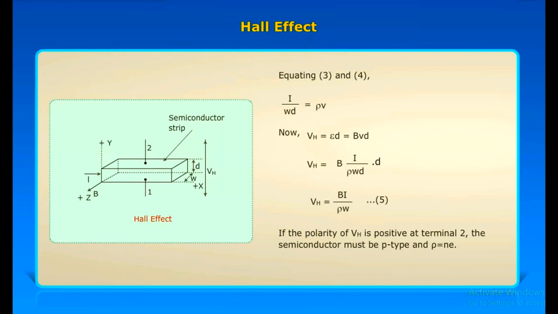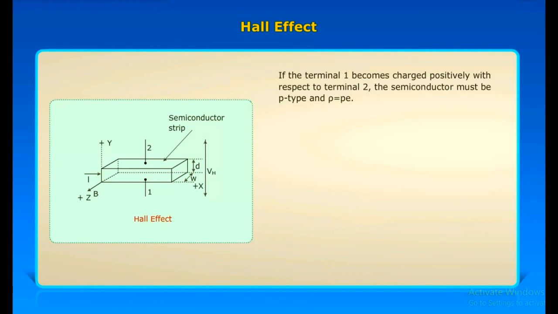If the polarity of VH is positive at terminal 2, the semiconductor must be n-type and charge density is equal to Ne, where N is the electron concentration. If the terminal 1 becomes charged positively with respect to terminal 2, the semiconductor must be p-type and charge density is Pe, where P is the hole concentration.